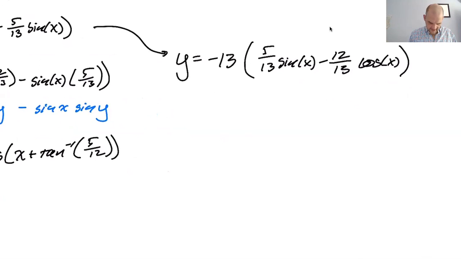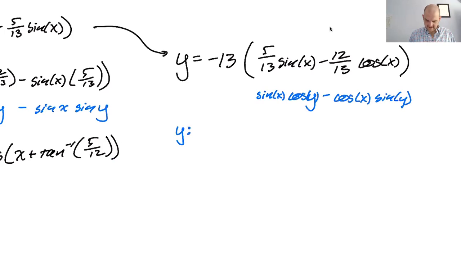I'm thinking right now that what I have is sine cosine minus cosine sine, which means that, I guess I should put this in parentheses. For the angle y on this one, cosine is going to be this part. So it's 5/13, and then sine is going to be this 12/13. So then y is the inverse tangent of.